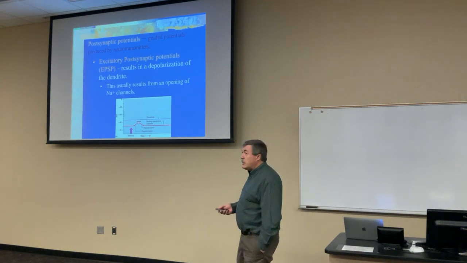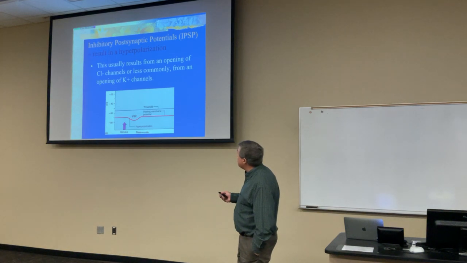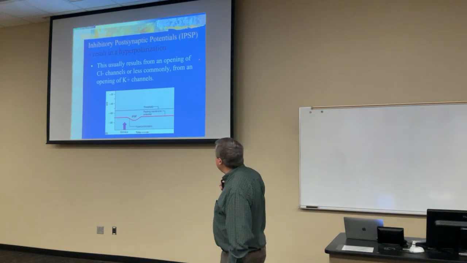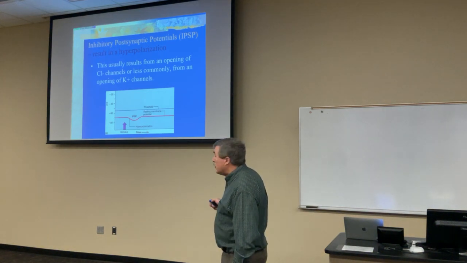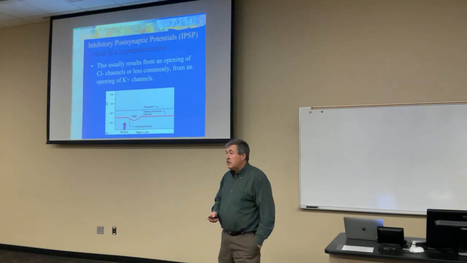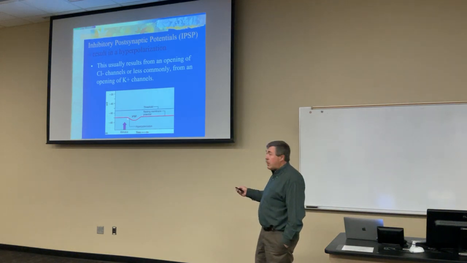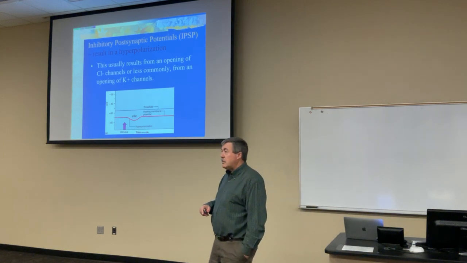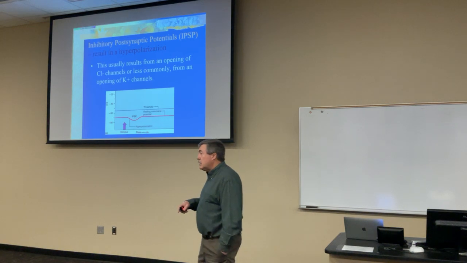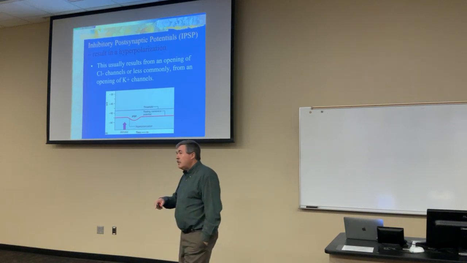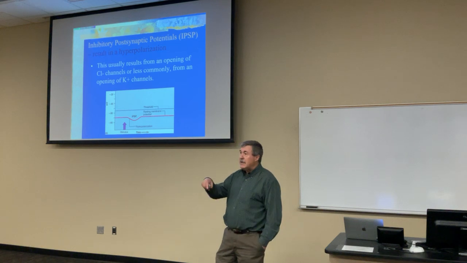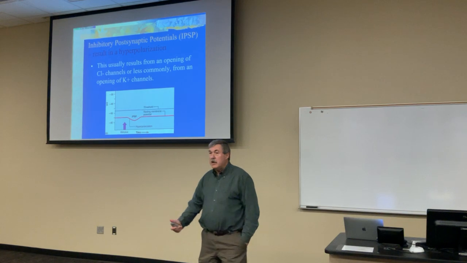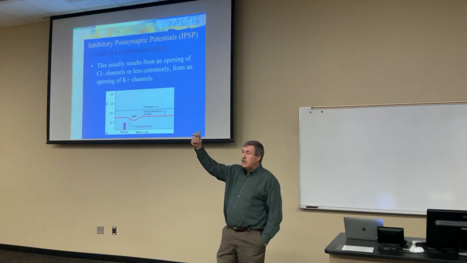The other type of postsynaptic potential is called an inhibitory postsynaptic potential. An inhibitory postsynaptic potential results from a hyperpolarization. And that's usually caused by an opening of chloride channels, or less commonly, the opening of potassium channels. Now, potassium is positively charged, but it's in a higher concentration on the inside of cells. So if you activate a potassium channel, potassium moves out of the cell.